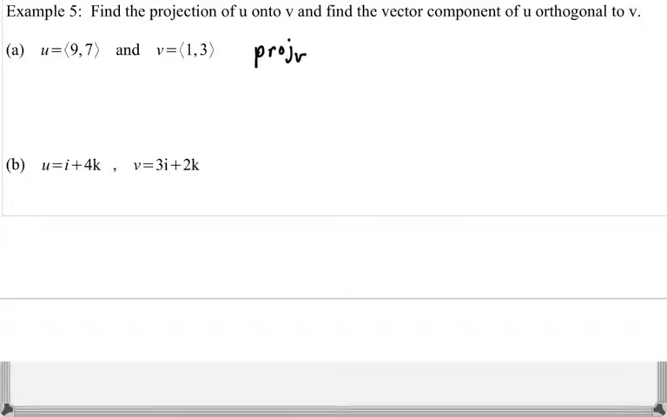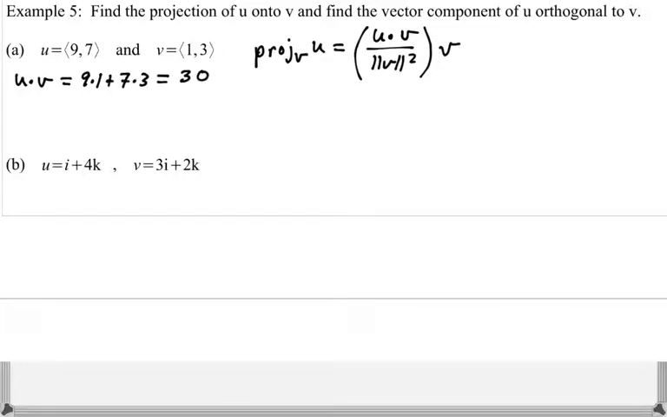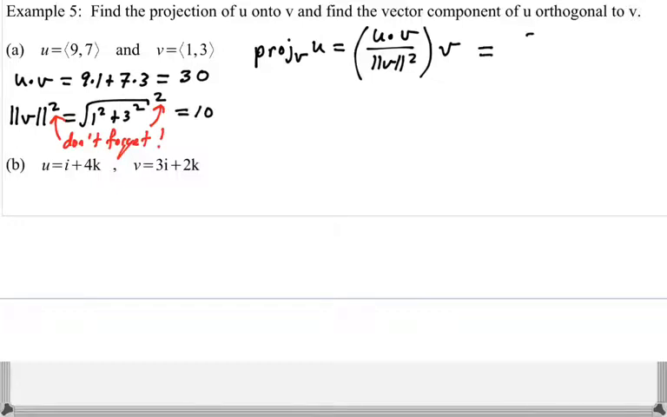The projection of u onto v is going to be u dot v over the magnitude of v squared in the direction of v. So we need to find u dot v, so 9 times 1 plus 7 times 3 is going to be 30. And the magnitude of v squared is going to be 1 squared plus 3 squared. Common error I see, and sometimes I do it too, is don't forget the square. When things aren't working out when you're finding the projections, sometimes you just forgot the square. So that's going to be 10. So we have 30 over 10 in the direction of v, which is 1, 3. And so this is going to be 3, 9.